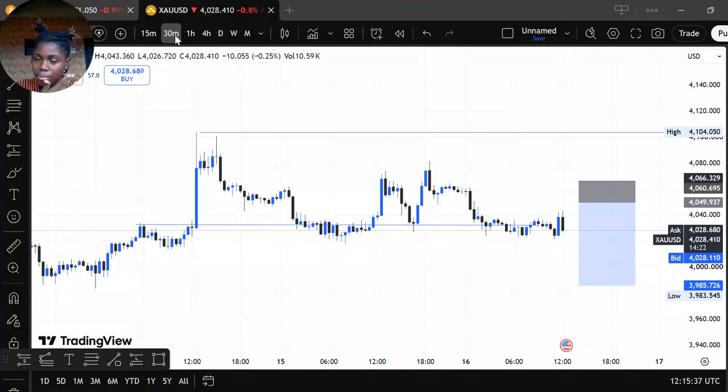So now what most people don't understand is that on this time frame, you can see at this point, most people would have said, "Oh my God, it's moving upwards, it's moving upwards."